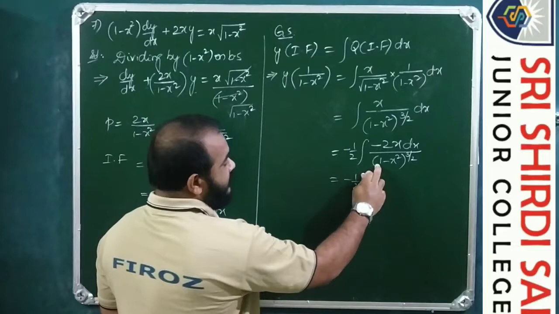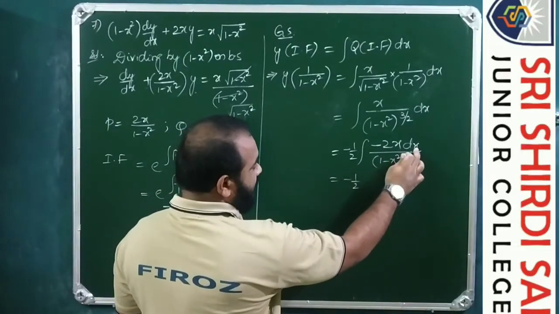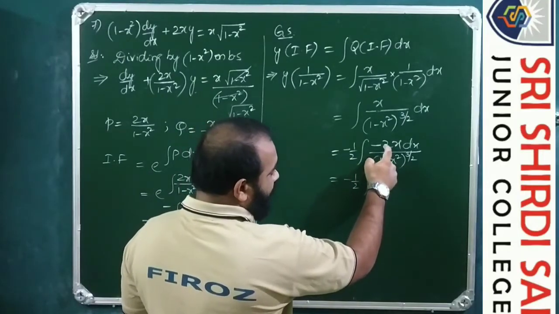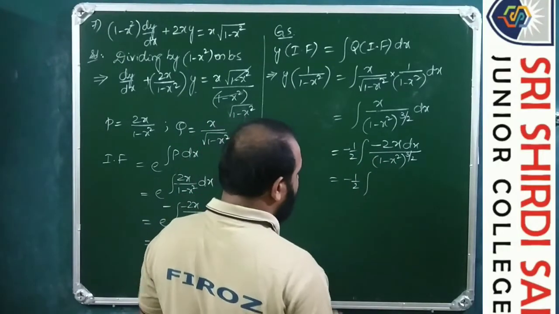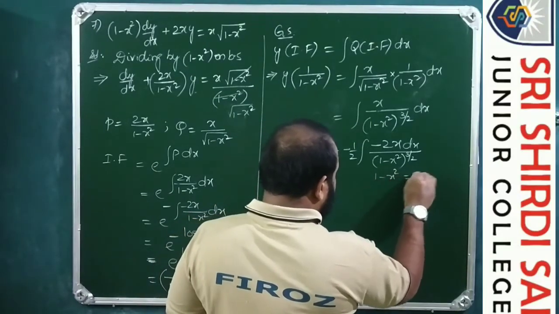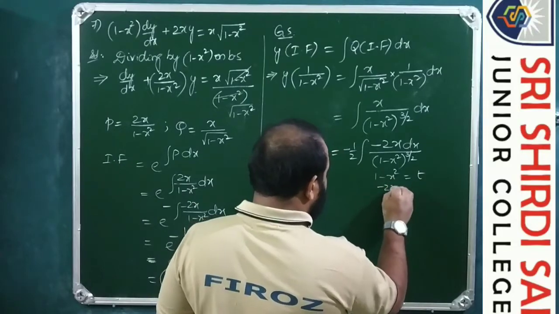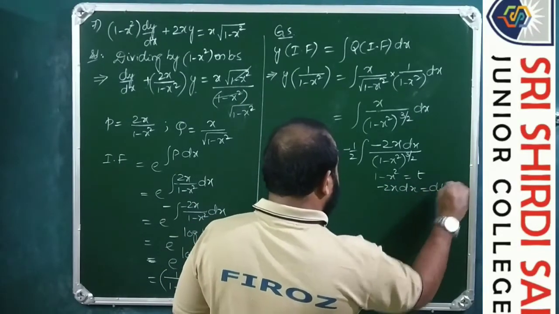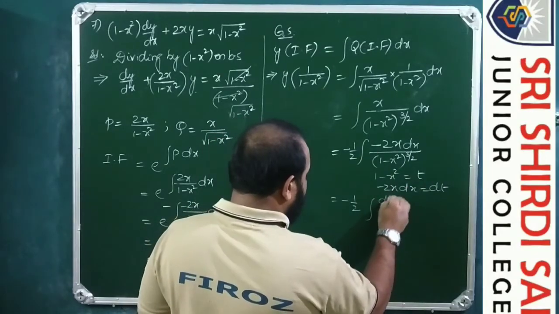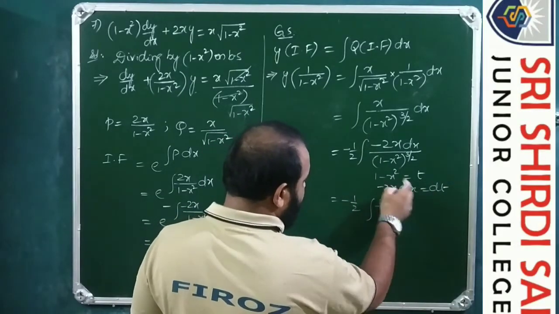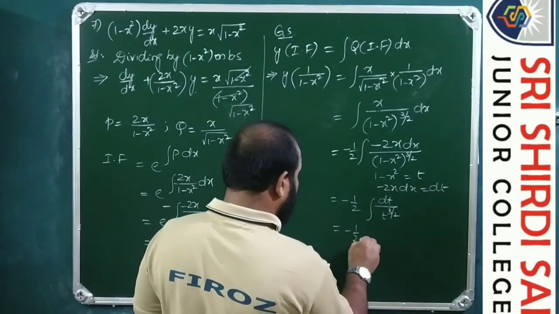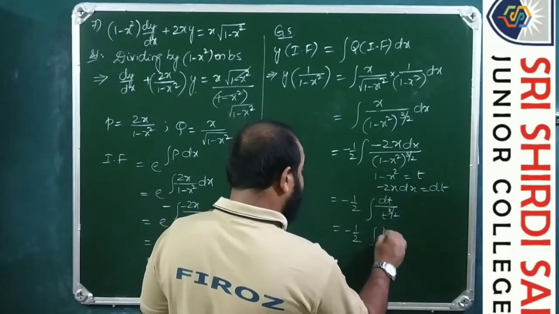Now the derivative of 1 minus x square is minus 2x dx. So this is f dash x by f of x whole power 3 by 2. Otherwise we can write it as 1 minus x square equals t, minus 2x dx equals dt. So minus 1 by 2, this is dt by t power 3 by 2. So minus 1 by 2, 1 by t power 3 by 2 can be written as t power minus 3 by 2 dt.